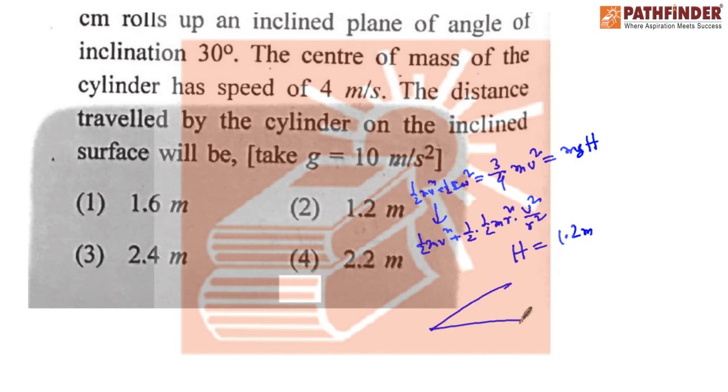So now this height you have got is 1 by 2 meter. You want to determine this length. This angle is 30, so it is 2 times sin 30, which is half. So the distance it will travel is equal to 1.2 times 2, that means 2.4 meters. So option number 3 is correct.